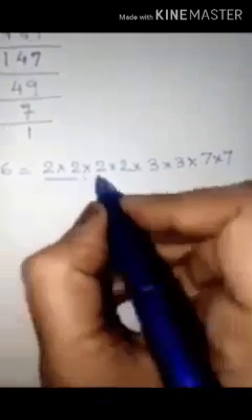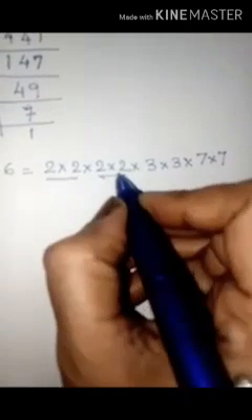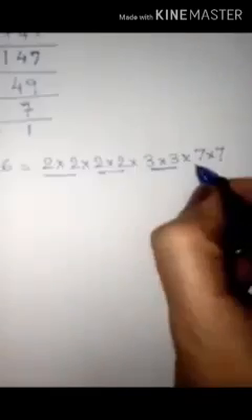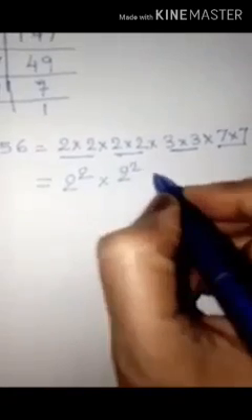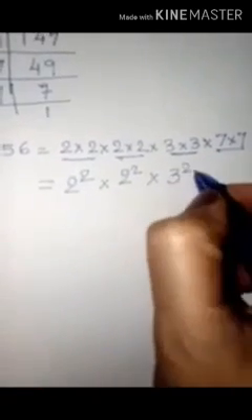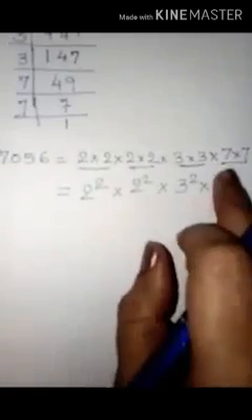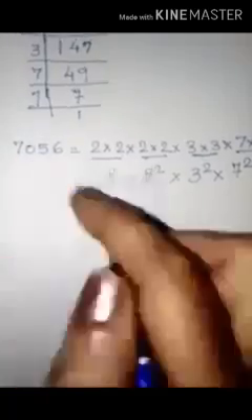See, this is one pair, this is one pair. A pair of the same number only. 3 also has its pair, 7 also. Now when they are in pairs, we can write 2 multiplied with 2 as 2 square. This also we can write as 2 square. This is 3 square and this is 7 square. Once again I am saying, if you multiply all these numbers, you will get 7056. Okay. Now the third step, we have to find its square root.